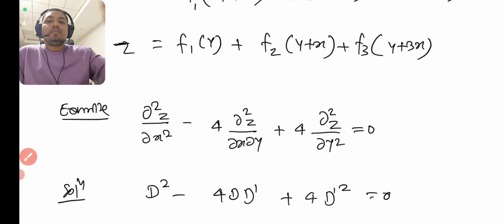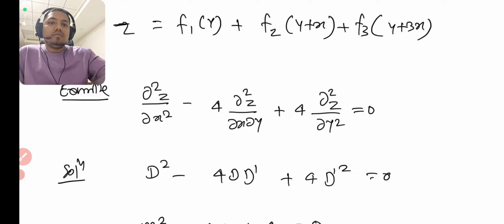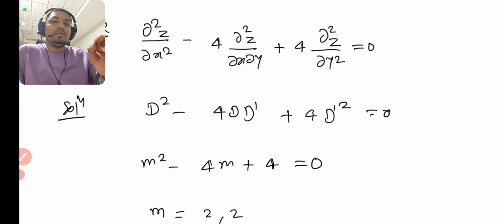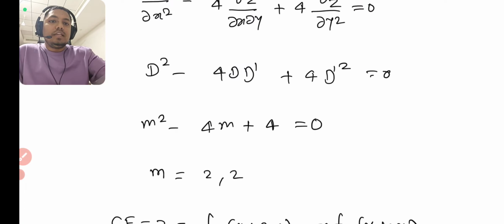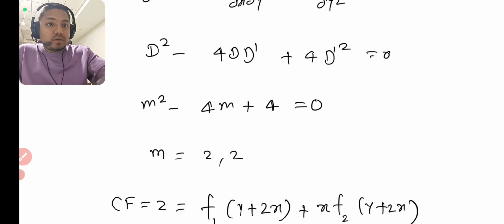Now we'll see the next example: del 2z by del x square minus 4 del 2z by del x del y plus 4 del 2z by del y square is equal to 0. Again, quickly, now you know the steps. First term will become D square, second term will become D D prime, third term will become D prime square. Then replace D equal to m, D prime equal to 1. Then you get your auxiliary equation. This is a quadratic equation, so you get two roots.